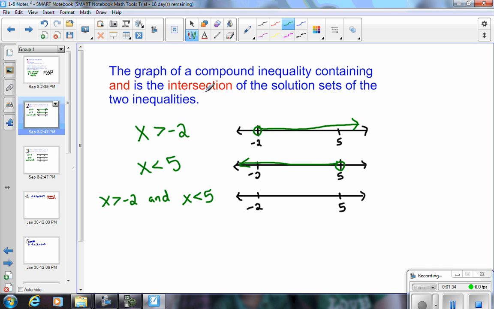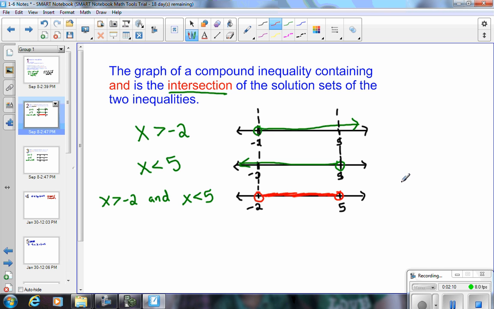The intersection is the overlapping part, the part of the graph that was gone over twice. So the overlapping part would be this part in between negative 2 and 5. Notice we're still going to have open circles, but it's the part that's in between, the part that was shaded on the line twice, and that's the graph of the compound inequality. X is greater than negative 2 and x is less than 5.